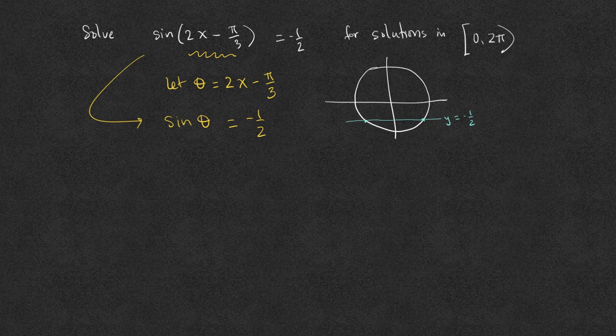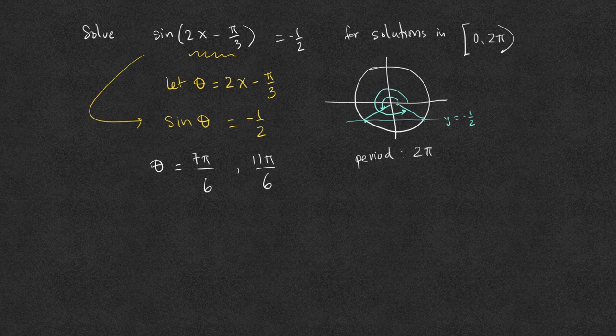From the positive horizontal x-axis, the first angle, and then the second angle. Sine of theta equals negative 1/2 only when theta equals 7 pi over 6, and again 11 pi over 6. Although these are the principal solutions, we might want to write these as 7 pi over 6 plus 2k pi because the period of the sine function is 2 pi.